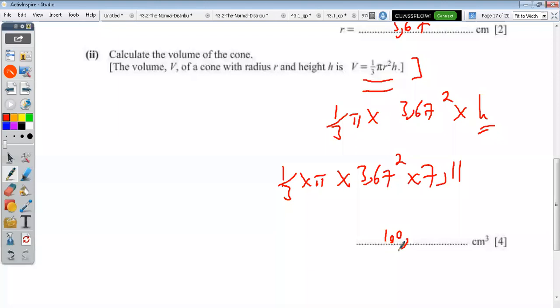So it's as good as 100 to three significant figures. Yeah, 100, to three significant figures.